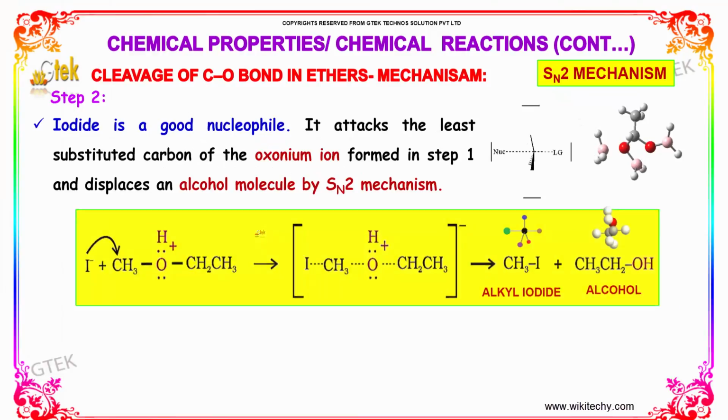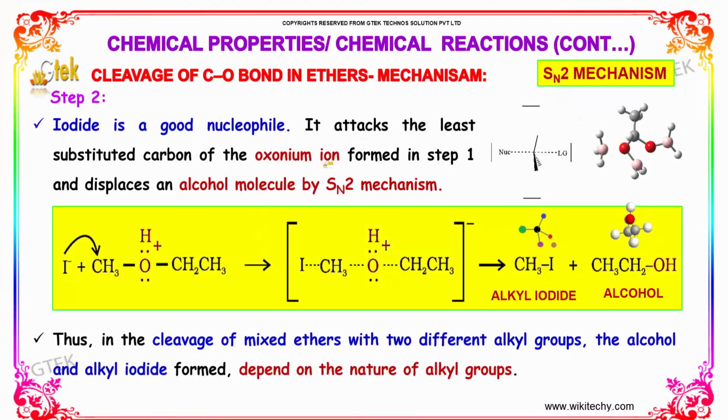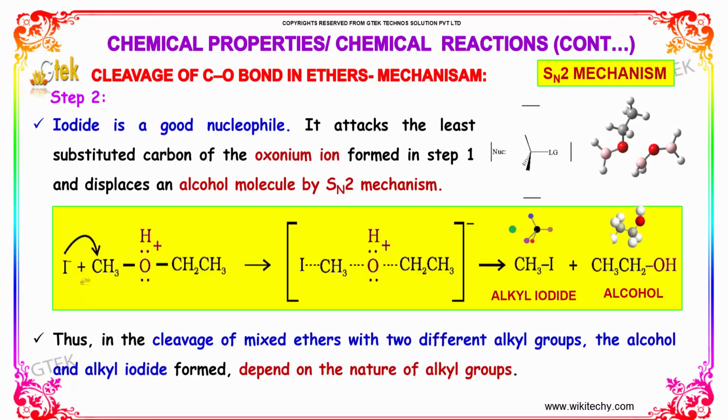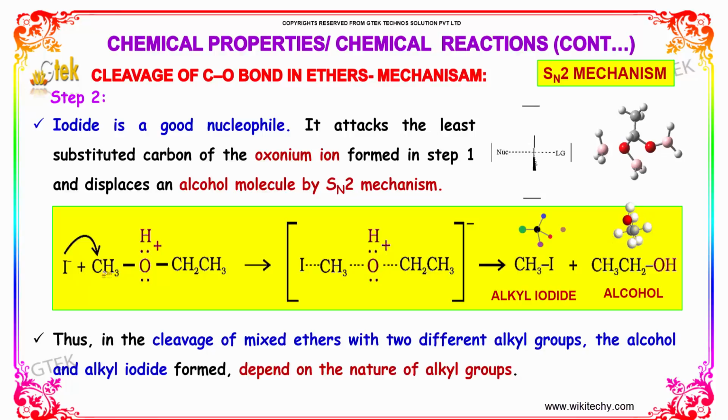Step 2. Iodide is a good nucleophile. It attacks the least substituted carbon of the oxonium ion formed in step 1 and displaces an alcohol molecule by the SN2 mechanism. In this reaction, the I- attacks the less substituted carbon of the oxonium ion and replaces the alcohol using the SN2 mechanism to form alkyl iodide and alcohol. This is the transition state of this reaction.